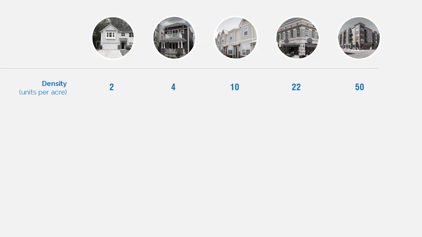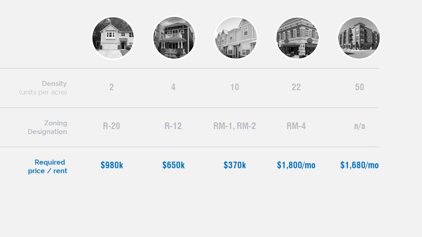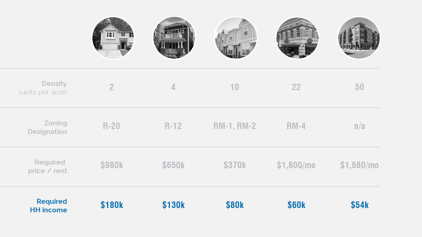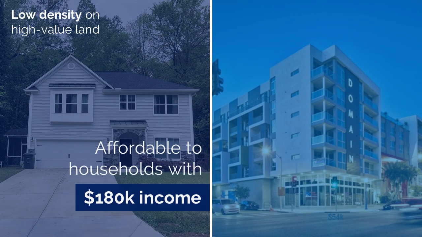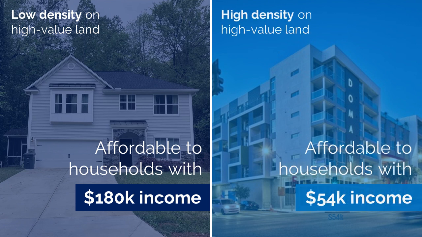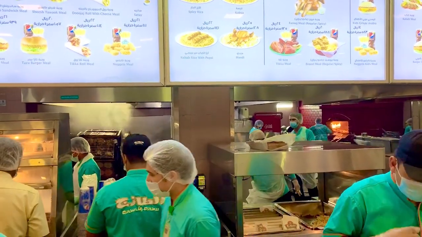Now take a look at some of the densities currently allowed through Clemson's zoning code. If housing at this density were built in a high-value area like downtown, here is what it would need to sell or rent for. And here is what a household in Clemson would have to earn in order to afford that price. At the lowest density, a household has to earn $180,000 annually, or more than 3 times what a household would have to earn to afford housing in a higher density development. So this is relatively affordable to a lot more people, but still not in reach for some of the groups we looked at before.